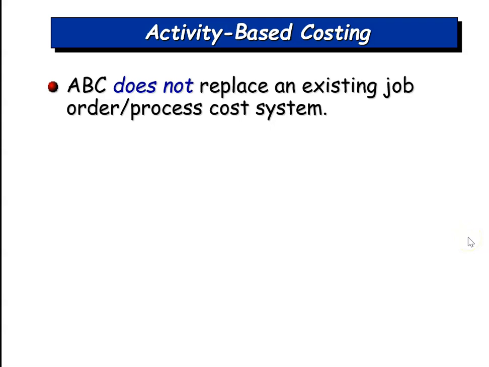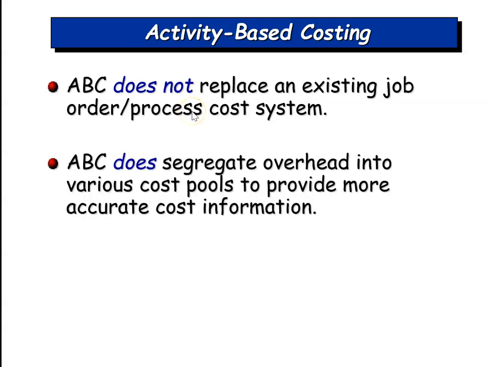It is important to understand that the use of activity-based costing is a complement to an existing job order or process cost system. So it's not a matter of, which should we use, job order, process, or activity-based costing. We're going to use a job order or a process cost system, and then we may use activity-based costing with either of these types of costing systems.